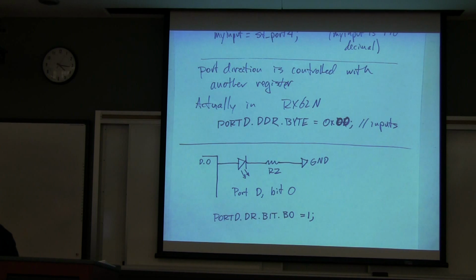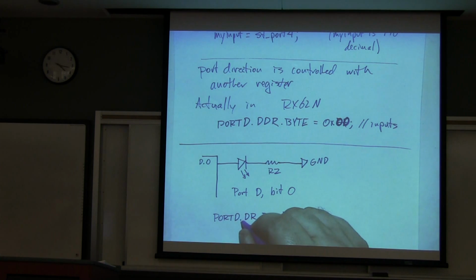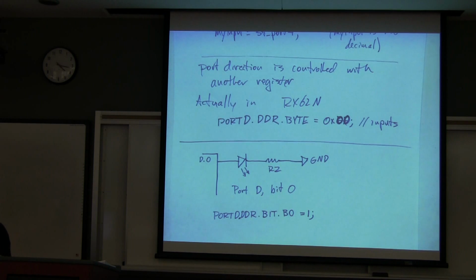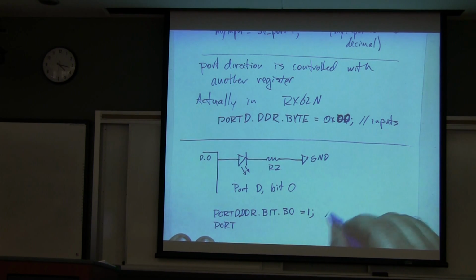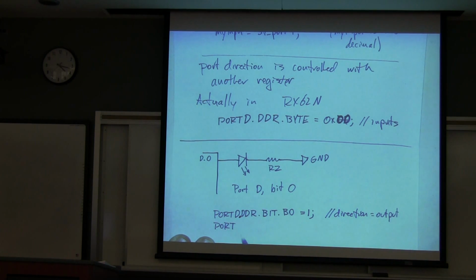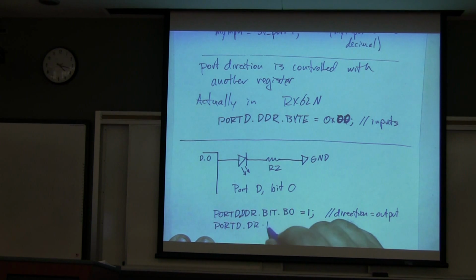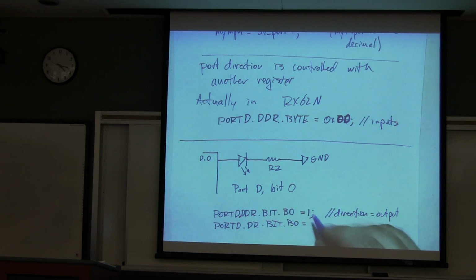Next, to be able to output something to it, oops, forgot to add this, data direction register. So to actually write something out, port D.dr.bit.b0 is equal to 1. Light the LED.